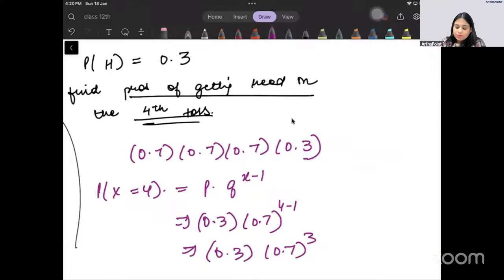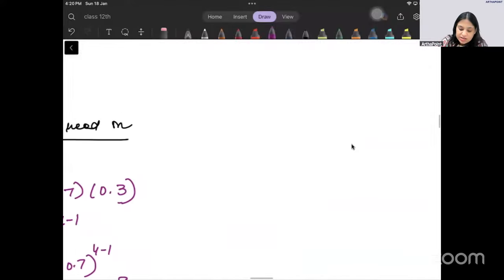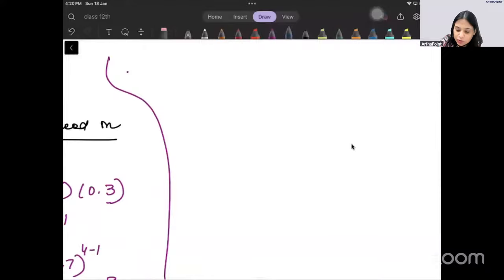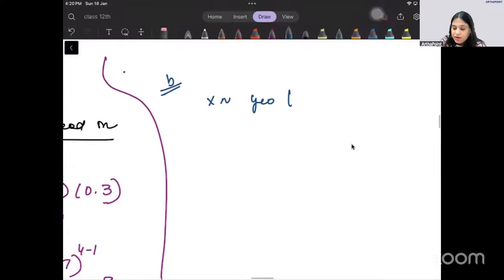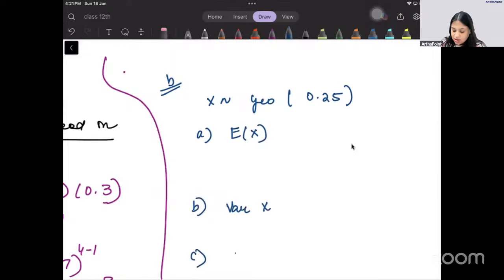Now suppose the question goes ahead. Okay, whatever answer all of you are getting, if it's 0.1029, that's the answer. Now, suppose the question says, question number B, that x is geometrically distributed with p 0.25. Find the expected value of x, variance of x and standard deviation of x. Do this.